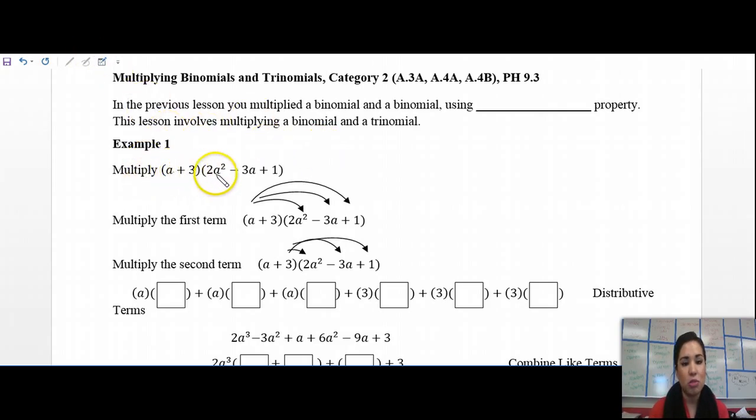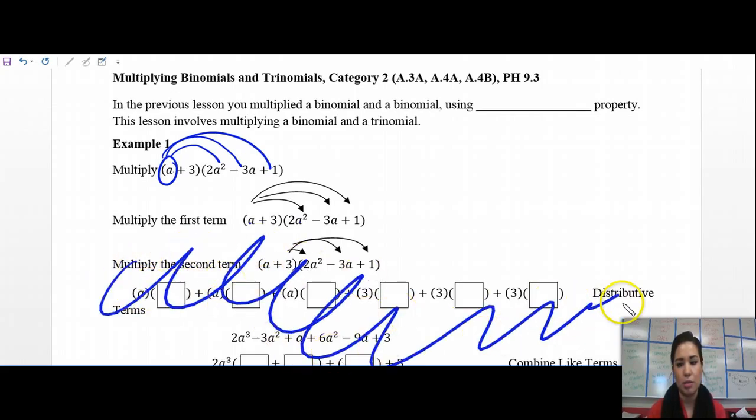We have a plus 3 times 2a squared minus 3a plus 1. So here's my binomial, here's my trinomial. Okay, so what am I going to do? Same steps that we did before. We're going to make sure that this gets multiplied by everything in the second trinomial. So let's see. A times... I'm just going to write it up here.